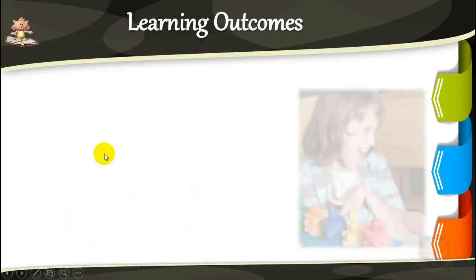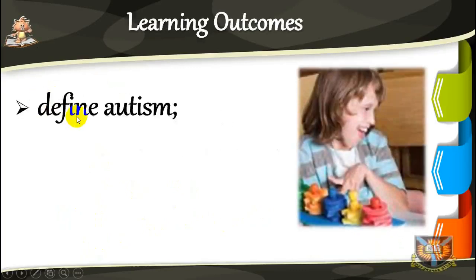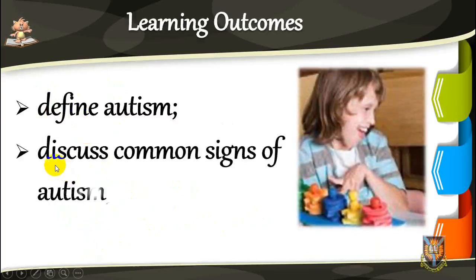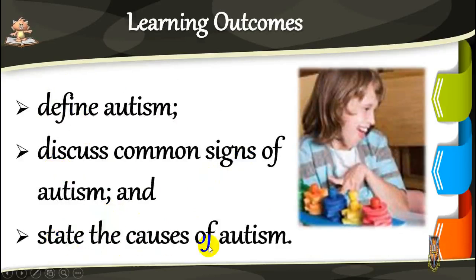Objectives. At the end of this lecture, you should be able to: 1. Define autism. 2. Discuss common signs of autism. 3. State the causes of autism.